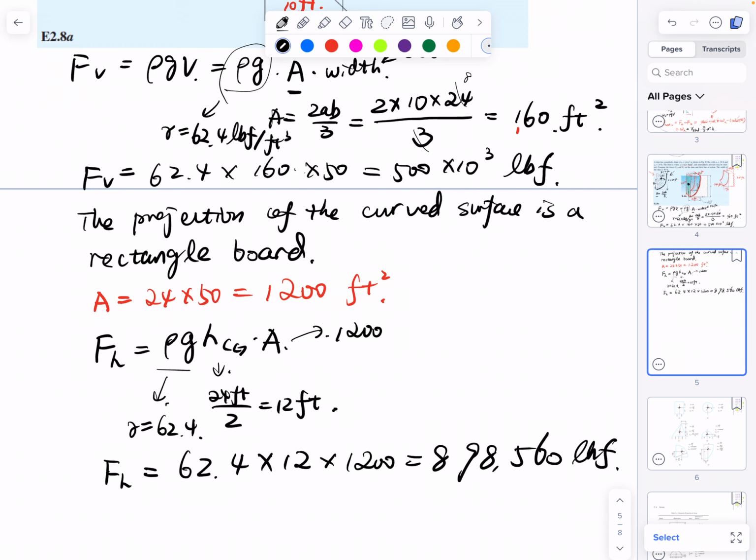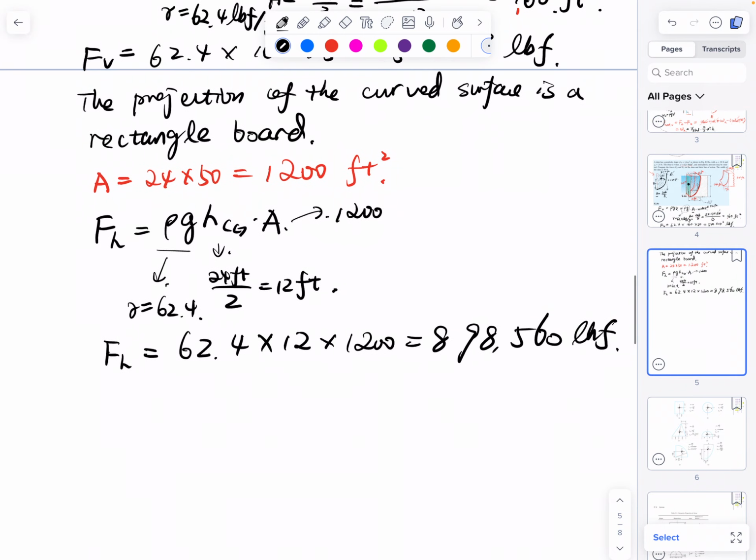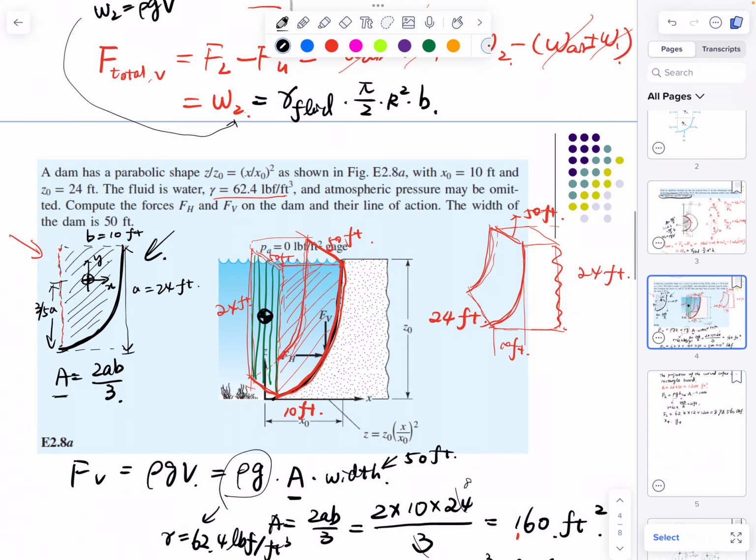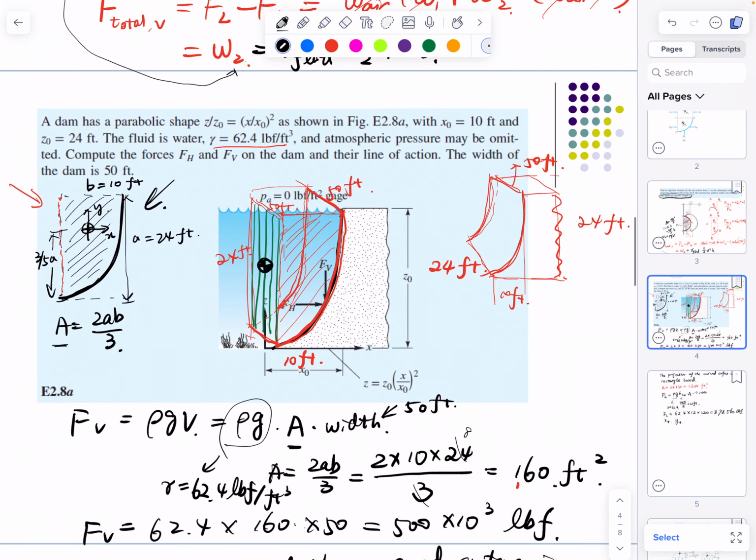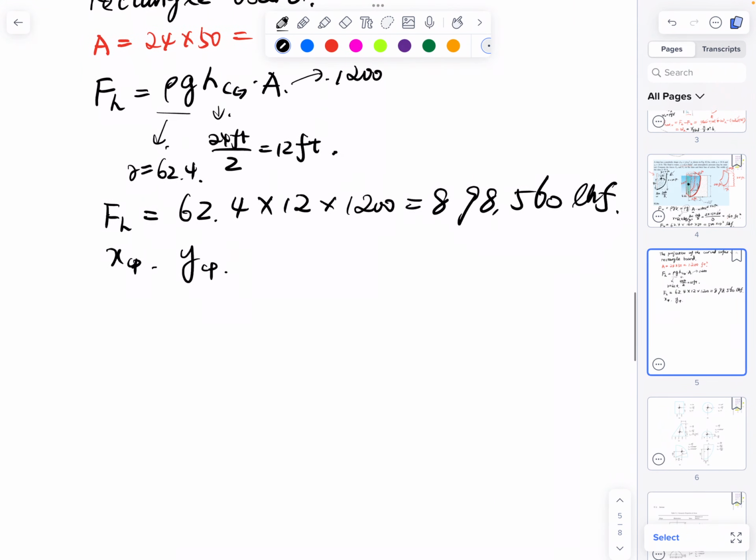Next, we want to know where the force works at, and that can be converted to calculating XCP and YCP. Don't forget, this is a rectangle board. Right now forget everything about a curved board. You just treat it as a rectangle board, right? So we have our YCP equals negative IXX sine theta over HCG multiplied by A, right?